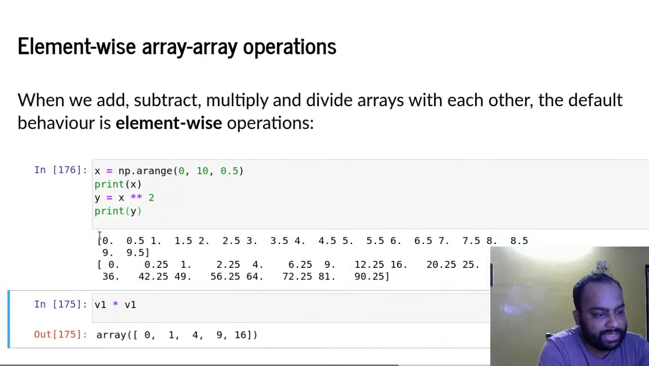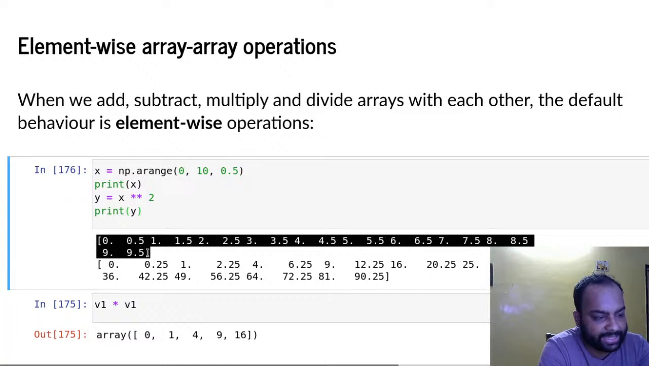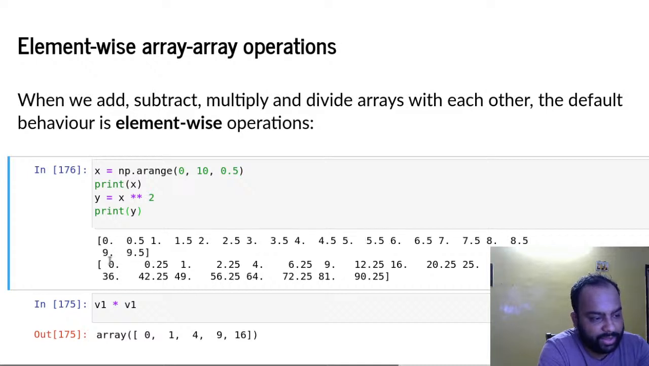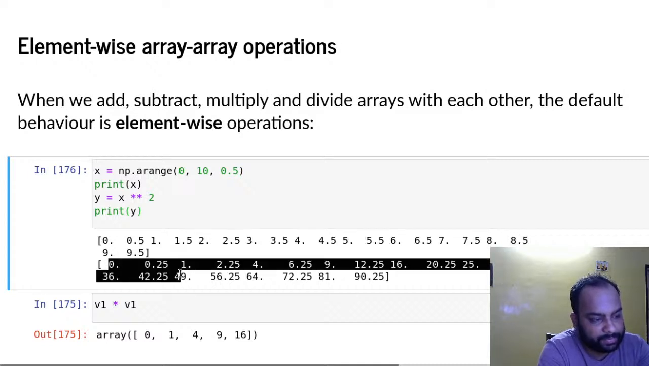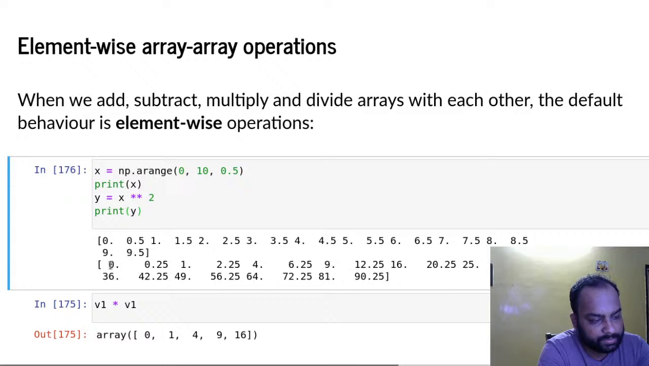Now these are the values of X. X starts from 0, and in steps of 0.5 goes up to 9.5. Here, this has been multiplied, just like that. All individual elements have been squared up.